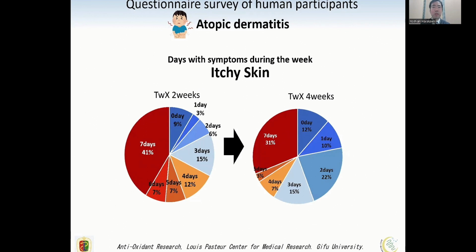Here is a survey of the impact of eczema caused by atopy on daily life. This pie chart asked how many days per week the skin was itchy. At 2 weeks of 20X intake, 2/3 of the participants were itching 4 to 7 days per week, or more than half of the week. At 4 weeks of 20X intake, however, those participants decreased to 1/3, and the number of days with little or no itching had increased.